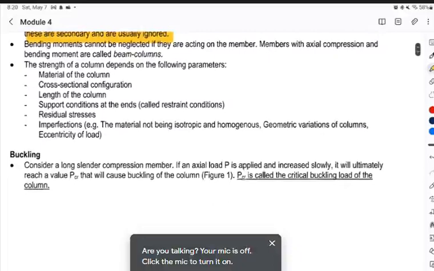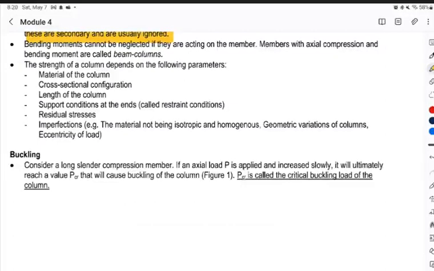Bending moments cannot be neglected if they are acting on the member. Members with axial compression and bending moments are called beam columns. The strength of a column depends on such parameters: the material of the column. Of course, whatever material we use, be it concrete or steel, since we are in steel.